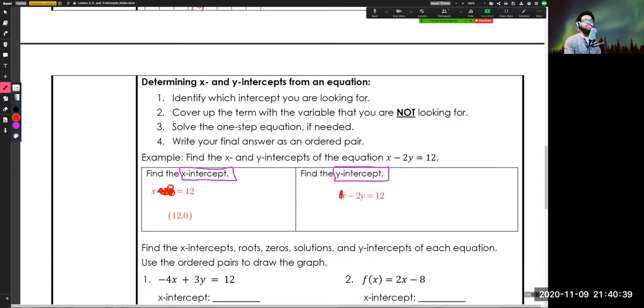That's a bad cover up. There we go. My x. And now what I'm left with is this negative 2y equals 12. So I've done step 1 and I've done step 2.